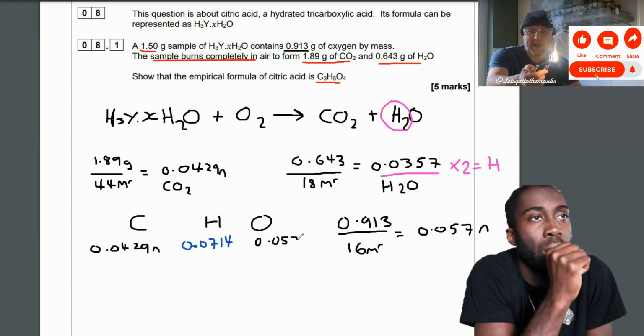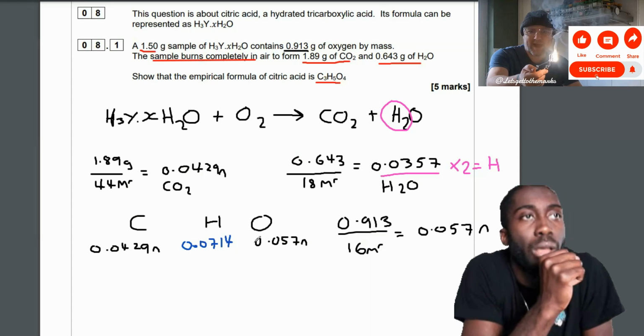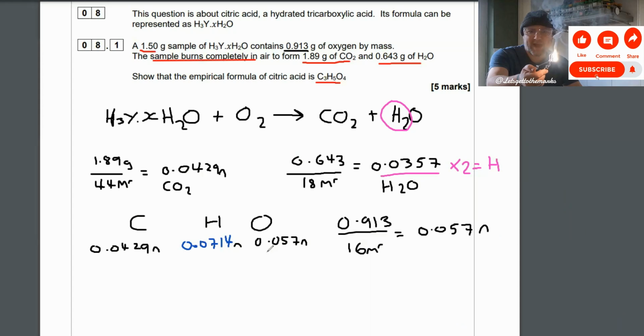Okay, now for the oxygen, we've got 0.057 moles. We worked that out by dividing its mass, which they gave us in the stem of the question. What we need to do now is divide these all by the smallest to get them into a ratio. And the smallest amount of moles is 0.0429 moles. So let's divide them all to get into a nice ratio. So relative to the others, we have 1 of carbon, 1.66 of hydrogen, and 1.33 of oxygen.